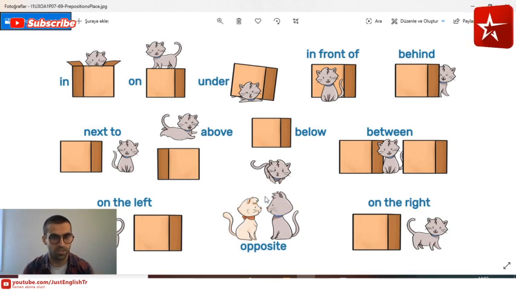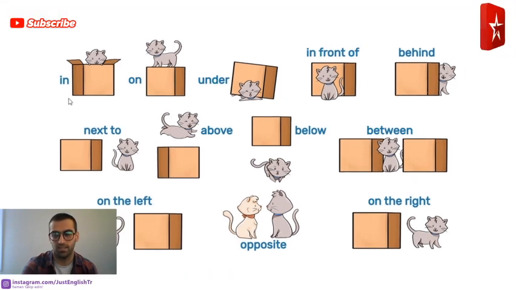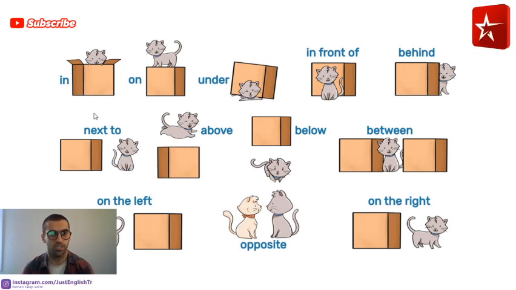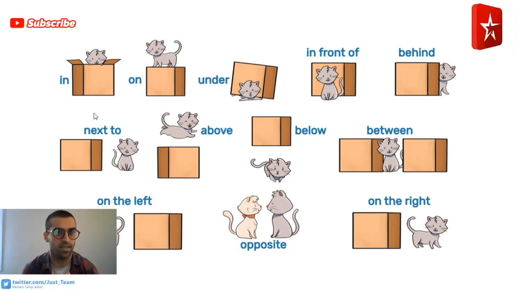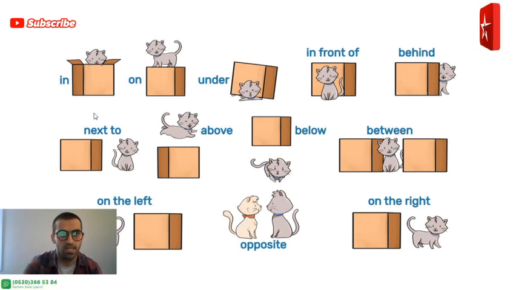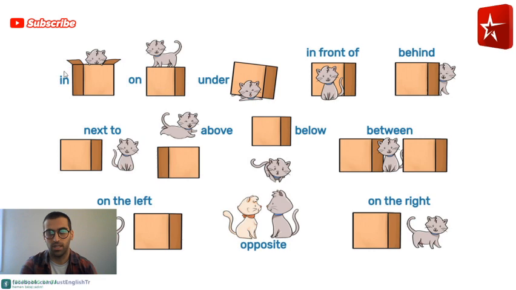So, prepositions for elementary levels. Let's start, firstly, with in. Let's talk about in. How can we use in? So, in means içinde. İçinde. Where is the cat? Cat. Nerededir? The cat is in the box. Okay, in means içinde.